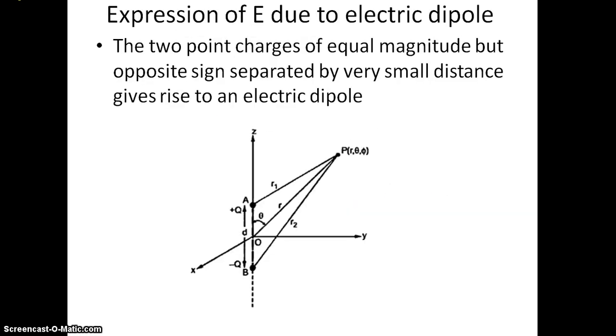Next topic is the expression of E due to an electric dipole. What is the electric field intensity due to an electric dipole? An electric dipole means positive and negative charges separated by a distance d. So plus q and minus q separated by d is called the electric dipole. Consider this electric dipole, and you are measuring the field at a point P of r, theta, phi. The distance between charge plus q and P is r1, and the distance between charge minus q and P is r2.